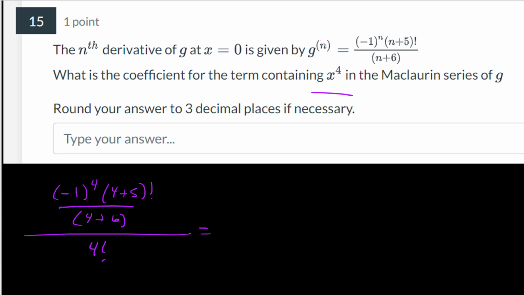This one comes out to a whopping 1,512. So sometimes the numbers can get really big because, again, we're dealing with factorials. And if it comes out to a decimal, make sure you round to 3 decimal places.